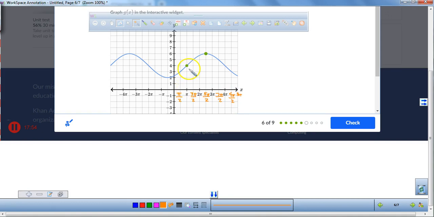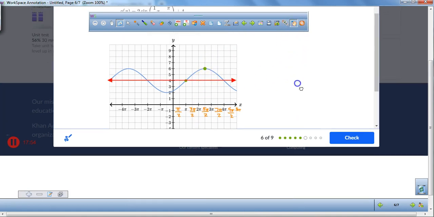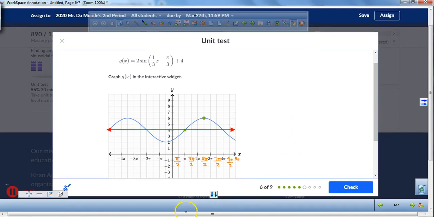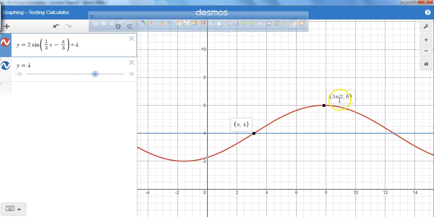So I've got pi and a 4. Alright, you can clearly see our midline right here. There's our midline right there. We have an amplitude of 2. Alright, and so we're at 5 pi over 2, 6. 5 pi over 2, 6.